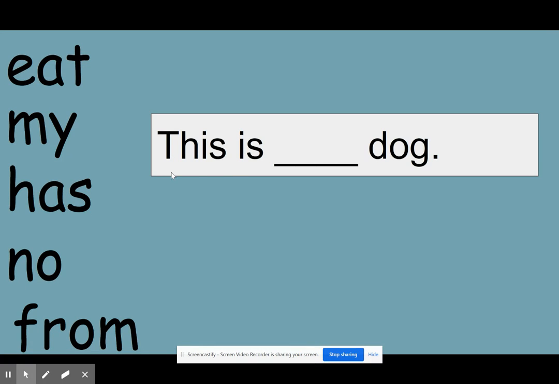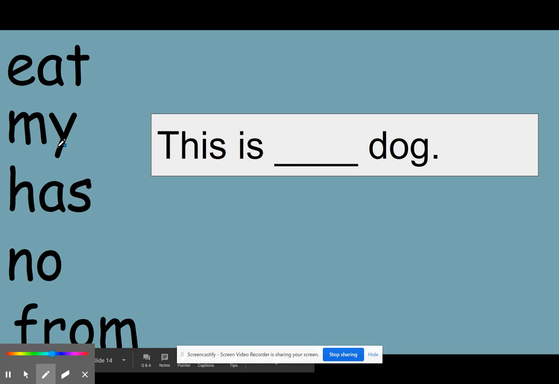And so I might know right away which one of my words makes sense. If I don't, though, I can try each one. So my first one says eat. This is eat dog. I don't think that sounds right. I can go to my second one, my. This is my dog. And to me, that makes sense, but I might want to just try all of my words just to be sure that's the one I want. This is has dog. This is no dog. This is from dog.